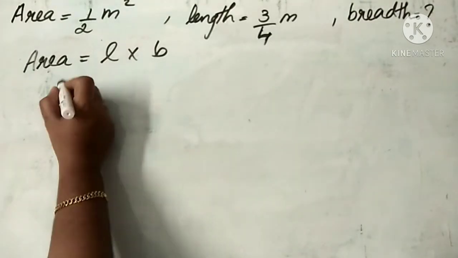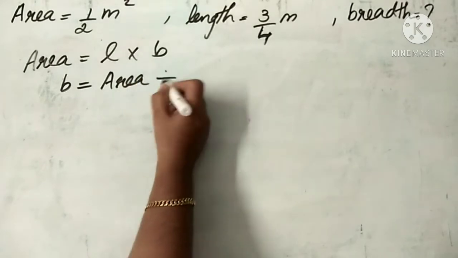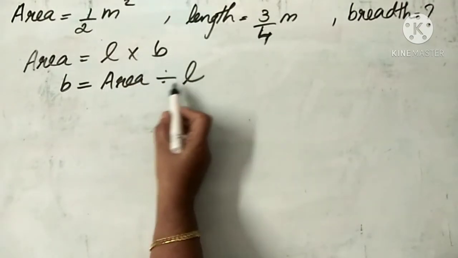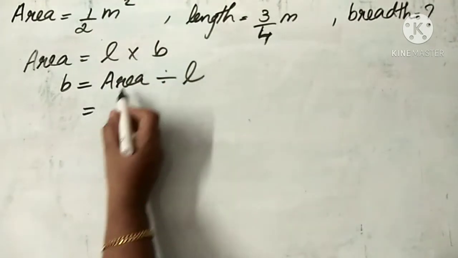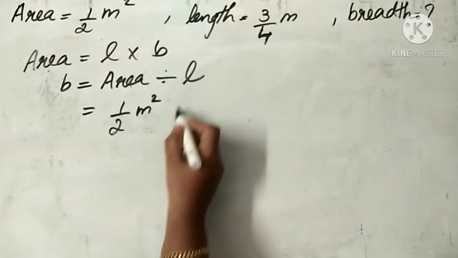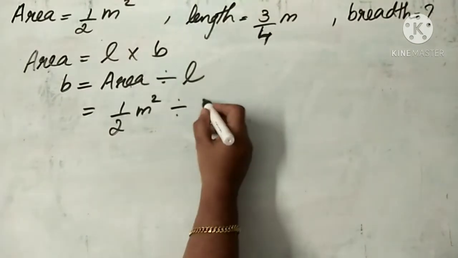How can we find breadth? Breadth is equal to area divided by length. Okay, area divided by length. Now we can substitute the value. Breadth is equal to area, 1 by 2 meter square, divided by length. Length is 3 by 4 meter.